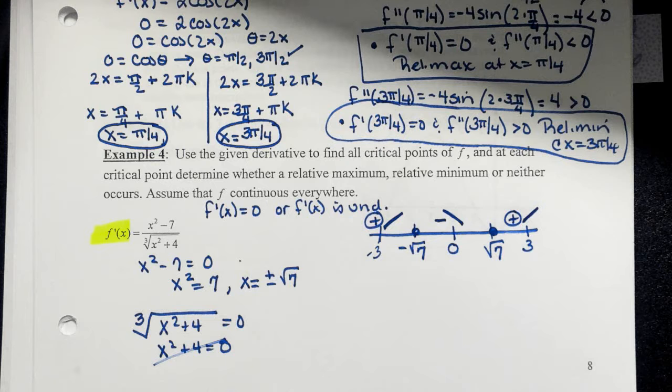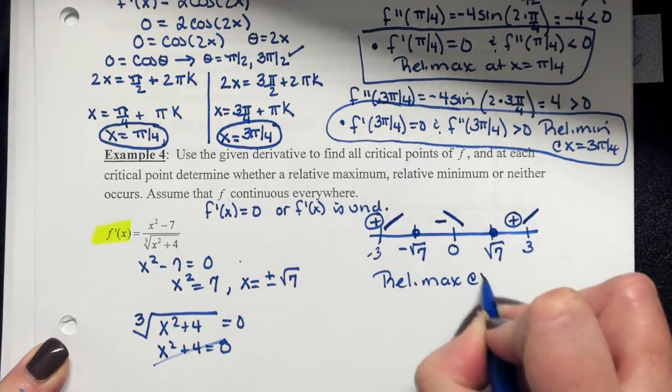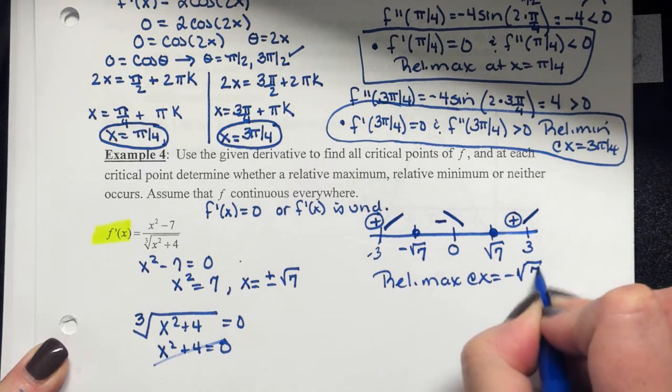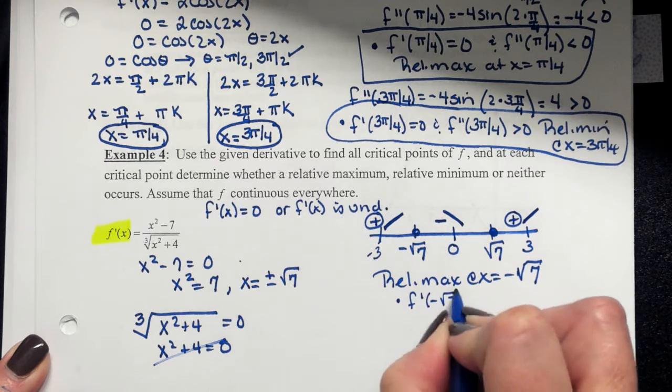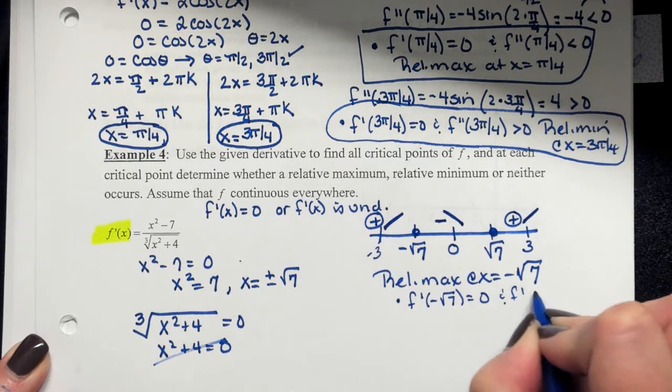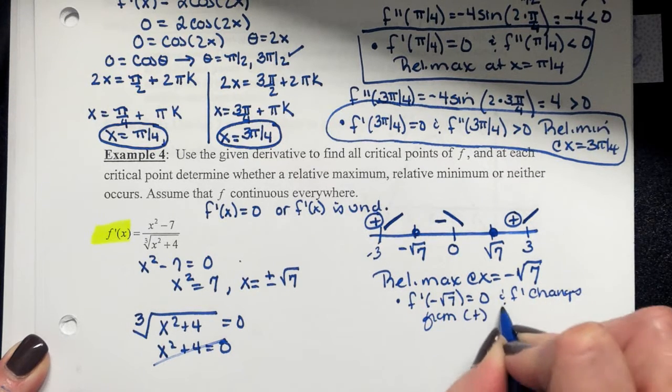So tell me what's happening at negative square root 7. I kind of like to always do my little wave here. Think about what's happening graphically. I'm increasing. I get to negative square root of 7, and then I start to decrease. So I increase and decrease. So what's happening at negative square root 7? It's going to be a relative max. So I have a relative max at x equals negative square root 7. And again, my justification is f prime of negative square root 7 is equal to 0, and f prime changes from a positive to a negative.